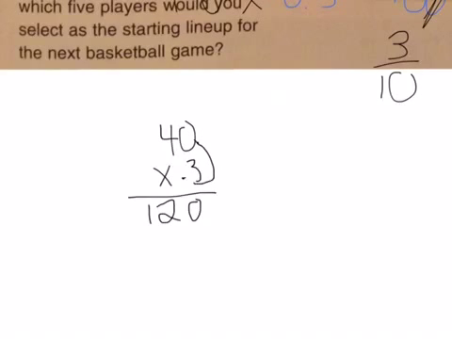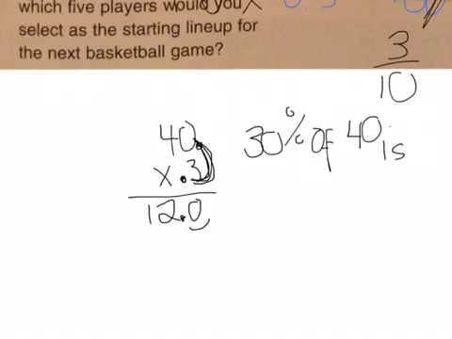And let's try 40 times decimal 3. 3 times 0, 0. 3 times 4, 12. How many decimals do I have to jump? Just one number we have to jump, just the 3, to go from this decimal to this decimal. So we only jump one number here. Our answer will be 12. So what it's saying is that 30% of 40 is 12.